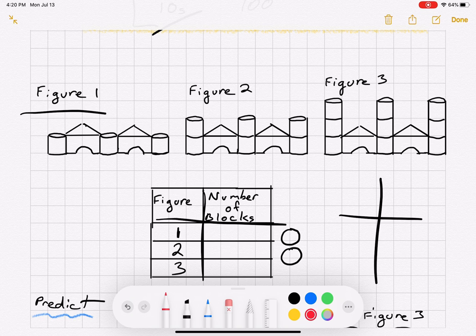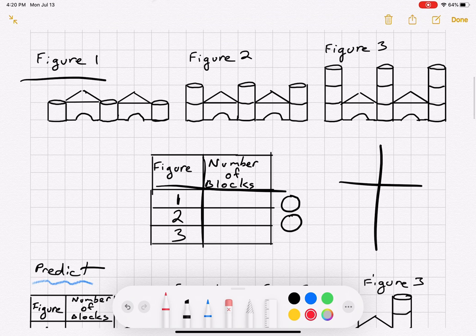okay, figure 1, in the T-table, on the top, you're going to label what you're putting in each column. So notice I have figure here, and then I have the number 1, 2, 3, all the way down. And on the other side, it's what we're counting. So we're counting the number of blocks used in each of the stages of construction of my beautiful castle, okay?